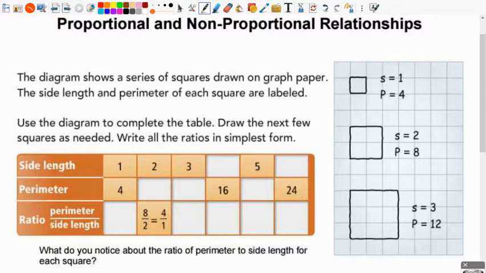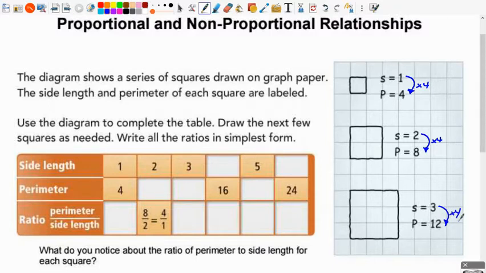So for the first three squares, again, we can see S, which stands for the side length, and P, which is the perimeter. The way that you get the perimeter of a square is by multiplying the side length by 4. So 1 times 4 is 4. If the side length is 2, 2 times 4 gives you a perimeter of 8. If the side length was 3, 3 times 4 gives a perimeter of 12, and so on.